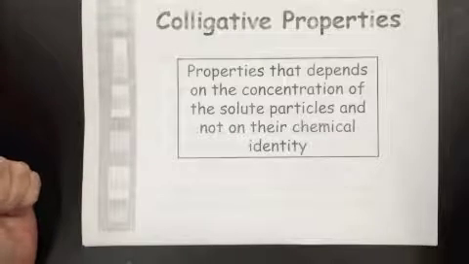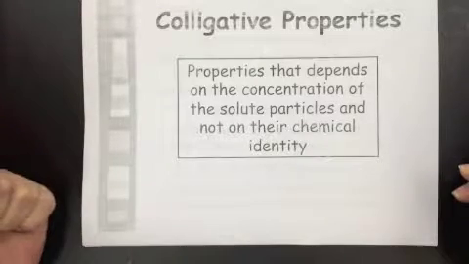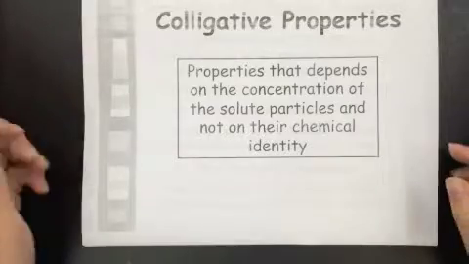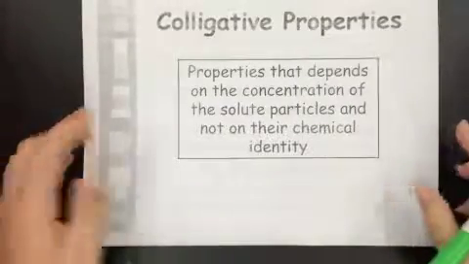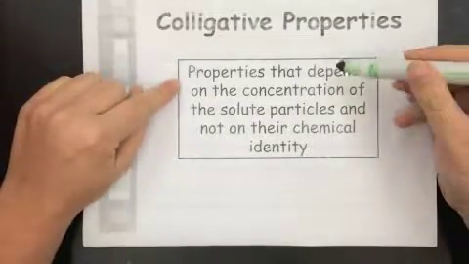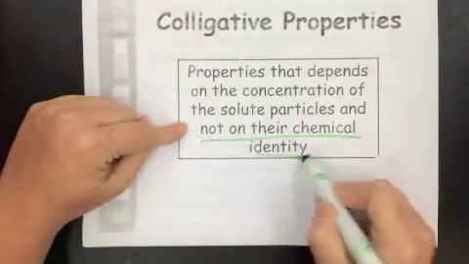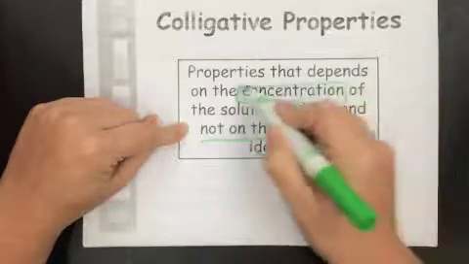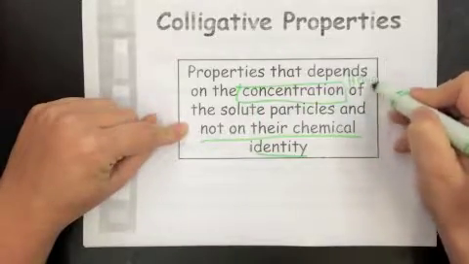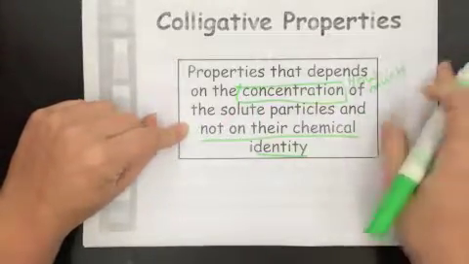This video is on colligative properties. You've got to know the different colligative properties that change and also why they change. So first off, colligative properties depend on the concentration of solute particles, not on their chemical identity. So they depend on how much you have of something, not necessarily what it actually is.